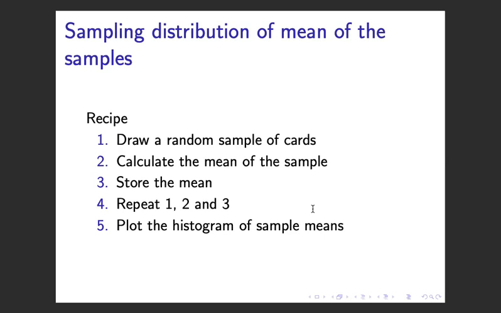Now the sampling distribution of the mean of the samples is what we will try to plot and examine. So we draw a random sample of cards, we calculate the mean of the sample, then we store the mean, and then we repeat this process. Finally, once we've done this a number of times, again and again, we plot the histogram of sample means. This gives us the sampling distribution of the mean of the samples.